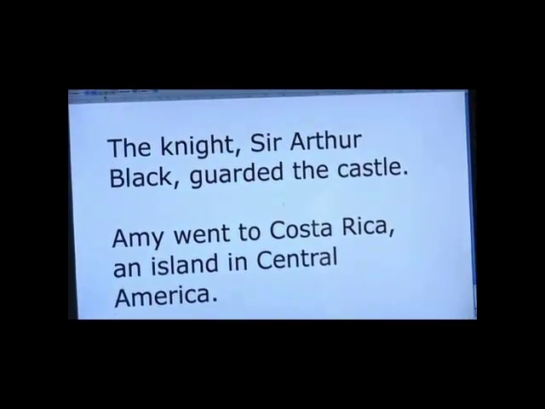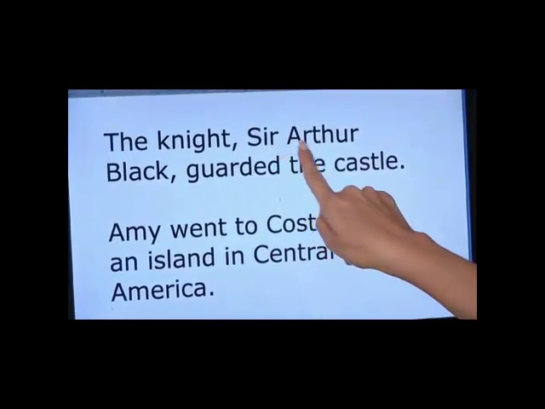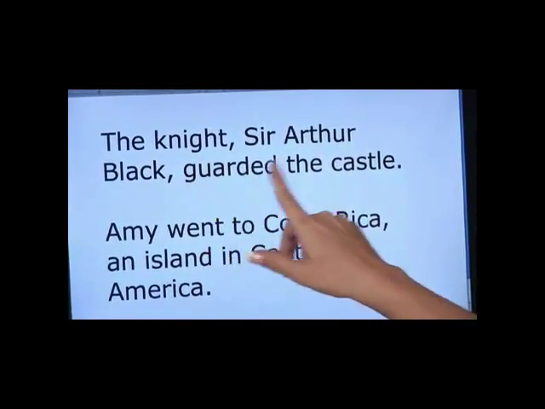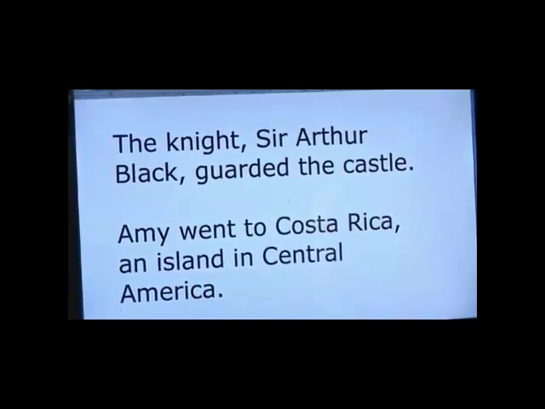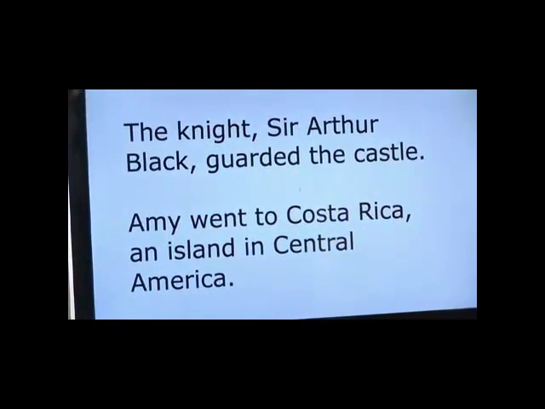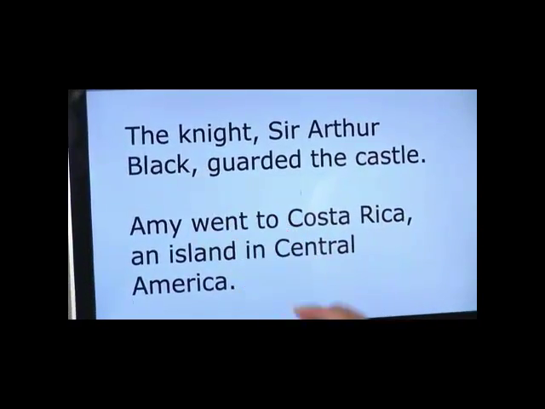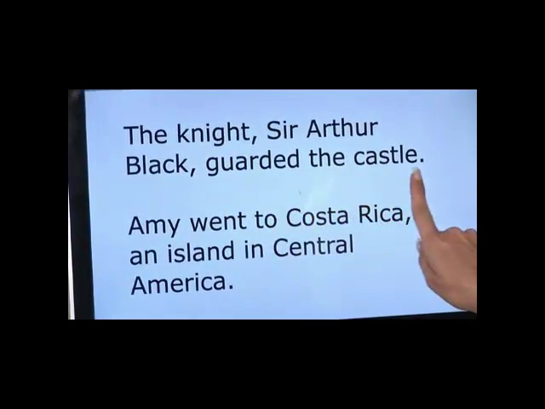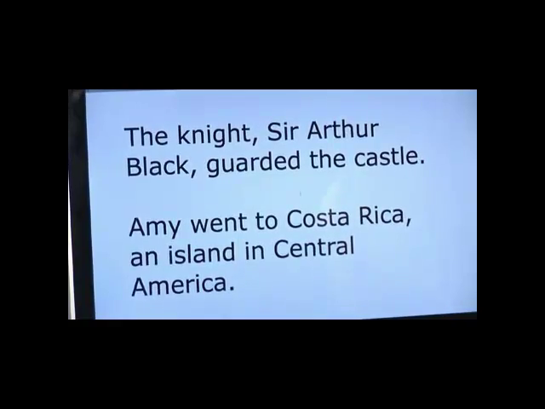Appositives are separated by commas, so you can tell that Sir Arthur Black, separated by the commas here, is the appositive. It's basically clarifying the knight that guarded the castle. Appositives, if you take them out of the sentence, this main sentence can still survive on its own. We have another example here too.